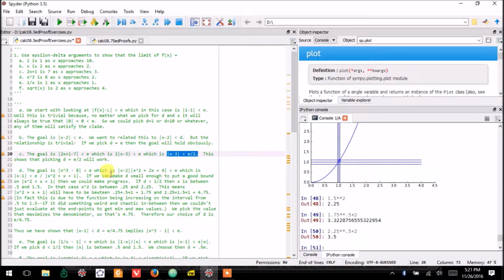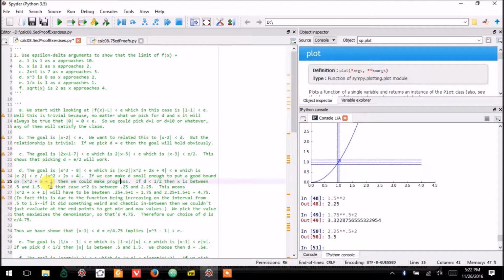In the next problem, I realized about halfway through that I actually was doing the limit as x approaches 1, so I need to correct some of these numbers. But in any case, we again start by scrutinizing the goal, which is |x cubed - 8|, right? f(x) is x cubed, L is 8. And we can factor that using the factorization of a difference of cubes.